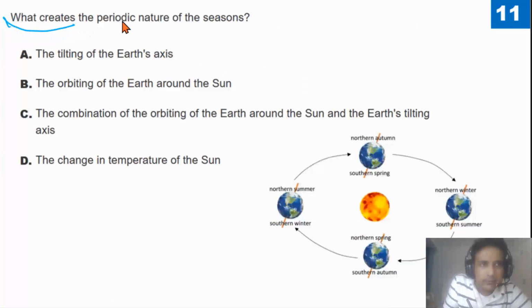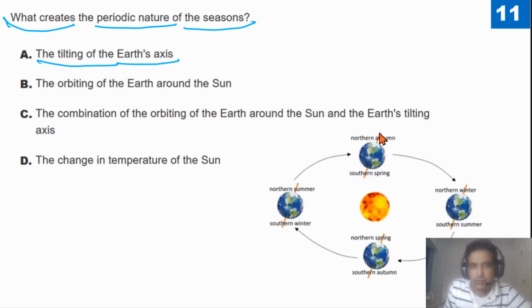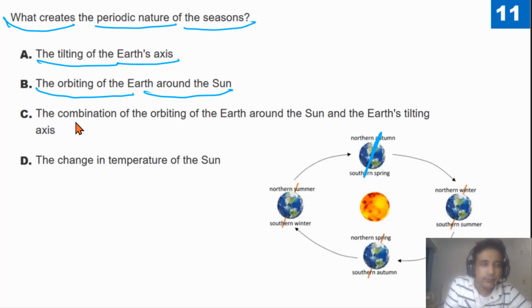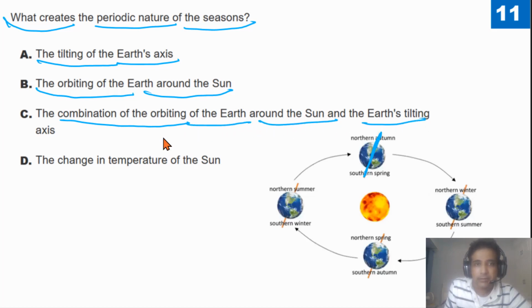Question 11 says, which creates the periodic nature of the seasons? If you look at option A, it is given to us the tilting of the Earth's axis. Yes, so the tilting of the Earth's axis is one of the reasons for the periodic nature of the seasons. The orbiting of the Earth around the sun is another reason. If you look at option C, it is given to us the combination of the orbiting of the Earth around the sun and the Earth's tilting axis.